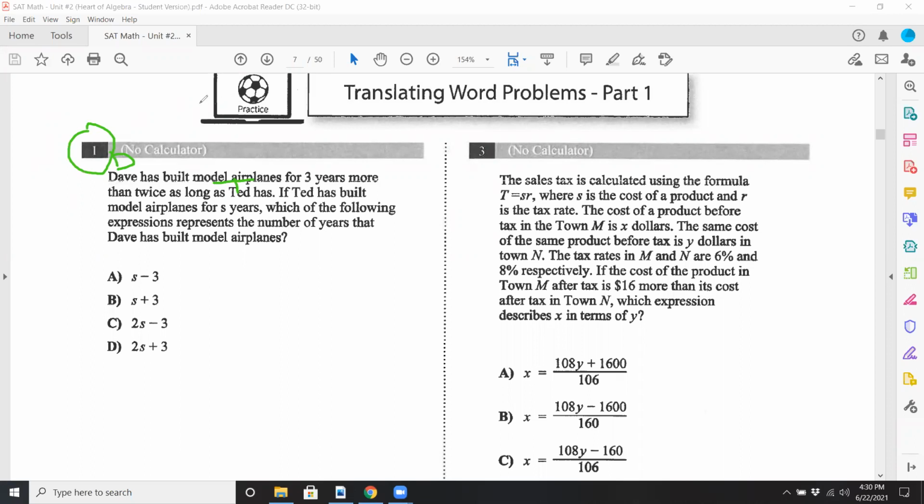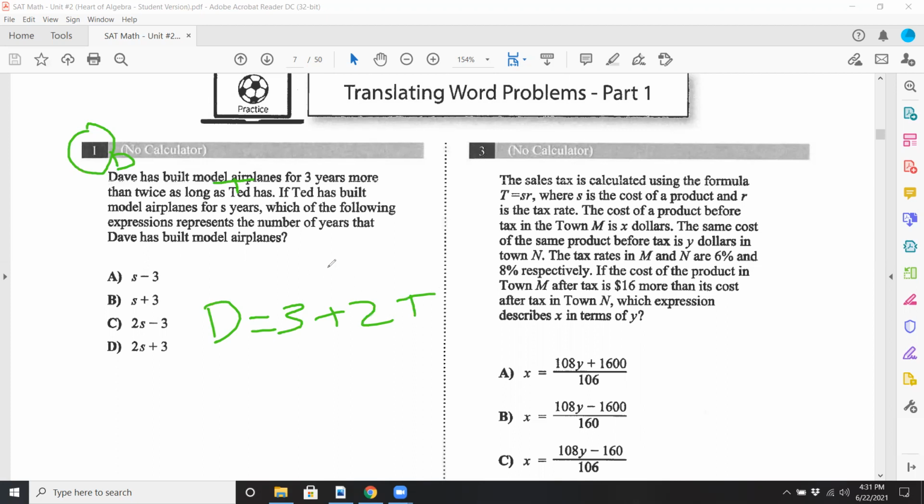How do I make an equation with that first sentence? Dave has built 3 years more than twice as long as Ted. So I can say D equals, right? Because "Dave has" is like equals. What would it equal? What do you guys think? 3 years more. So how would I write that? 3 plus twice as long, or 2t, or 2x, I don't care.